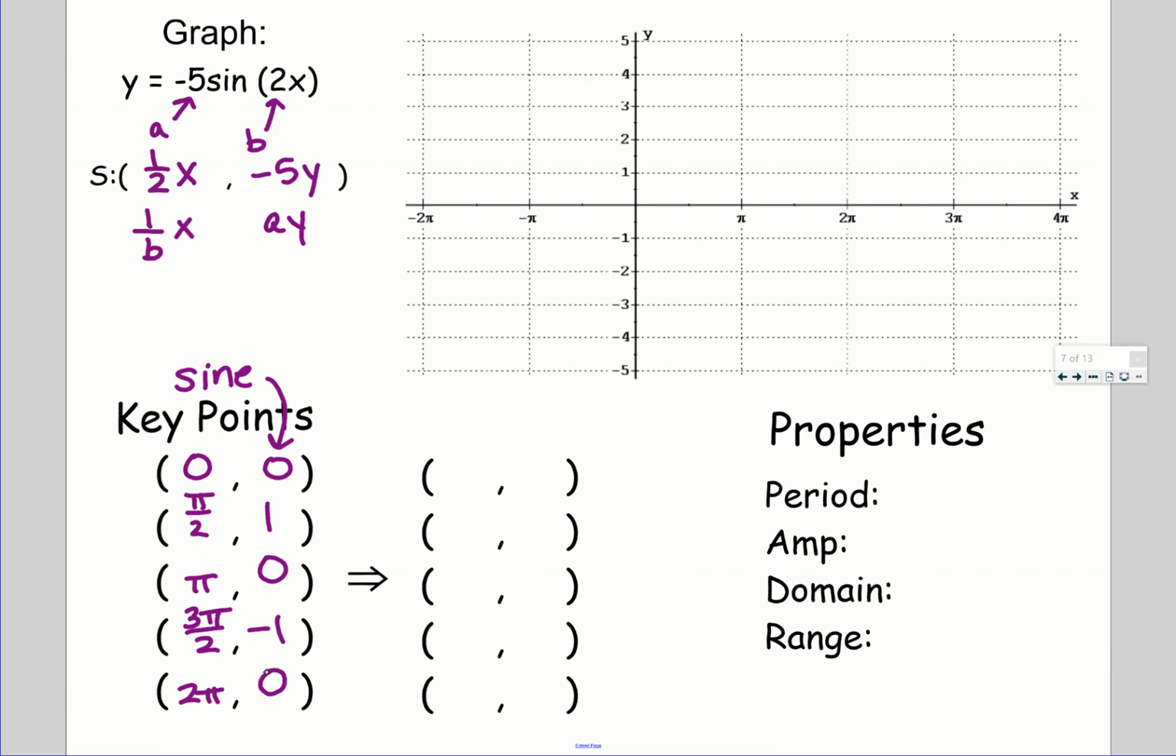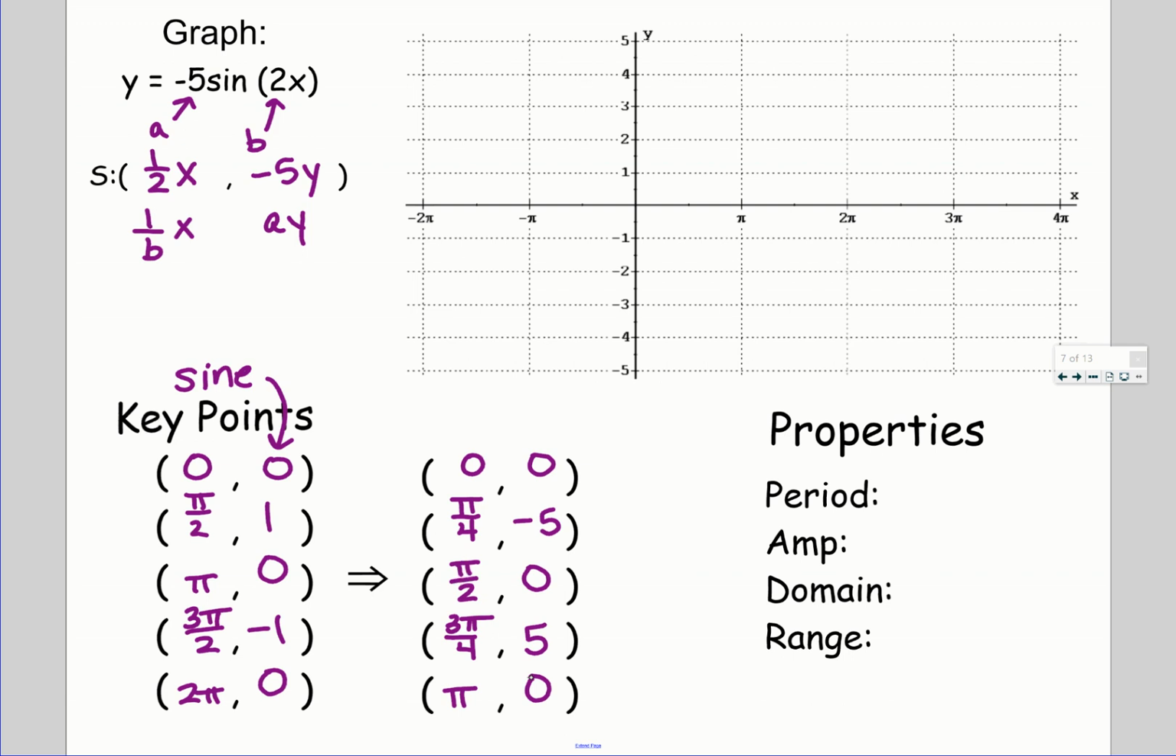They're on your circle. All we need to do now is the math. All my x's, I'm going to multiply by 1/2. All my y's, I'm going to multiply by -5. If I multiply my x's by 1/2, I get 0, pi over 4, pi over 2, 3 pi over 4, and pi. If I take my y's and multiply by -5, I get 0, -5, 0, 5, and 0.